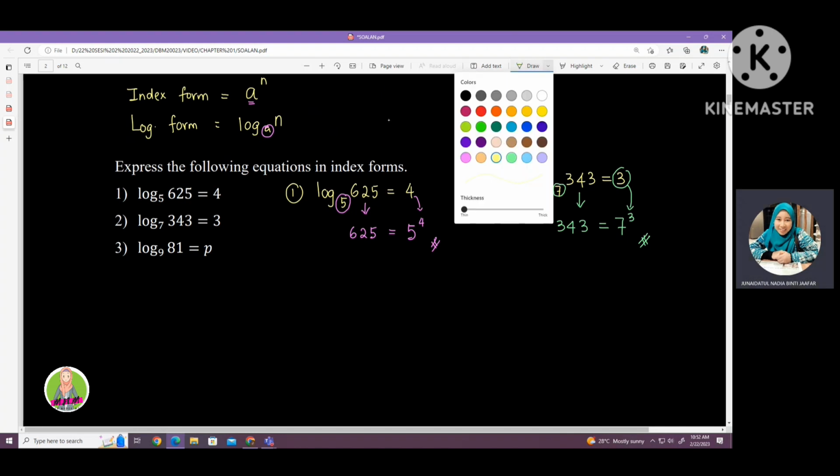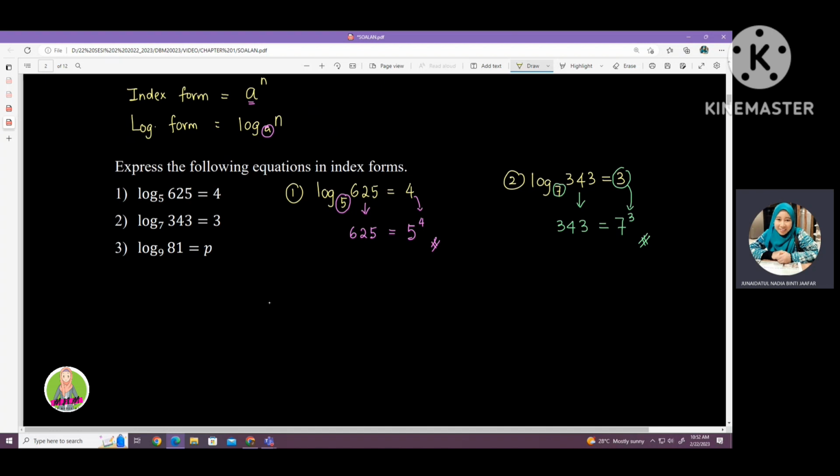For the last example, log 81 base 9 is equal to P. So, write down 81, tulis balik 81 equal to, the base is 9 to the power of P. Okay.